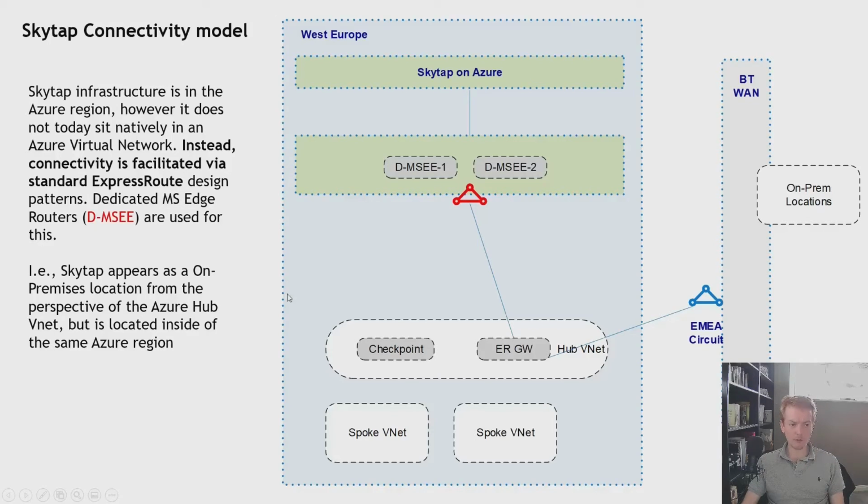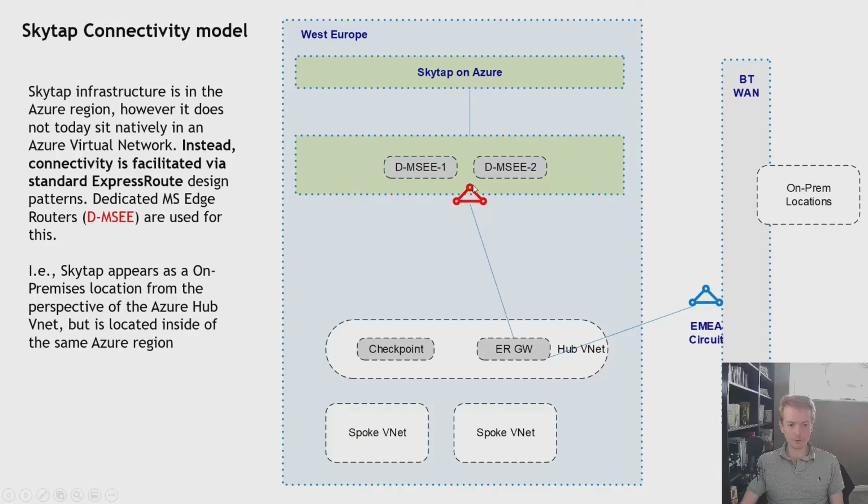So this box here is representing Azure West Europe. You can see Skytap lives inside of the Azure region. But to bridge that gap between the worlds, we use ExpressRoute. And to do that, we deploy a circuit. So this red circuit here is deployed in the customer's Azure subscription, the same subscription where they deploy all their normal workloads, like ExpressRoute gateways and VMs, etc.